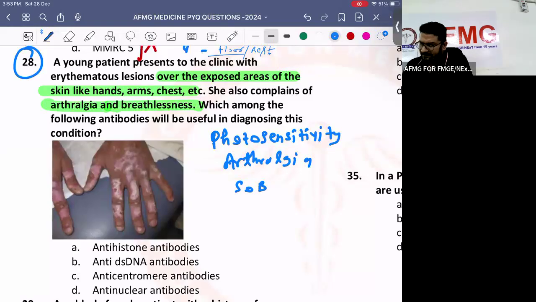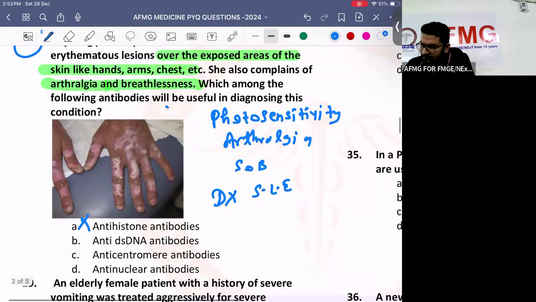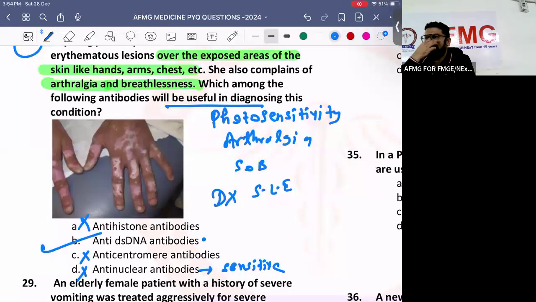Antihistone antibody किसके लिए करते हैं? So diagnosis is simple. So antihistone is for drug-induced lupus. Anti-dsDNA is to confirm. So it could be the answer. Anti-centromere is for CREST syndrome. ANA, these are sensitive antibody but not specific. So confirm किससे करोगे? Anti-dsDNA.